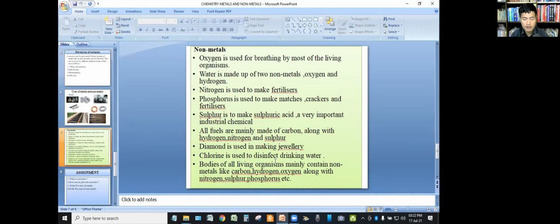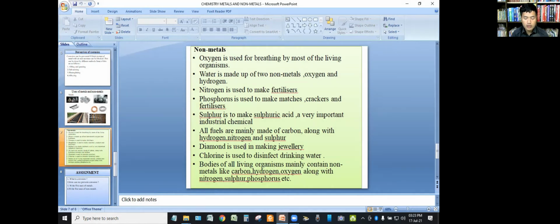Sulfur is used to make sulfuric acid, a very important industrial chemical. So sulfur is also an element. It is used for making sulfuric acid. So this sulfuric acid is one of the most important ingredients in industrial chemical factories. Next, all fuels are mainly made of carbon along with hydrogen, nitrogen, and sulfur. So petrol, kerosene, diesel, etc.